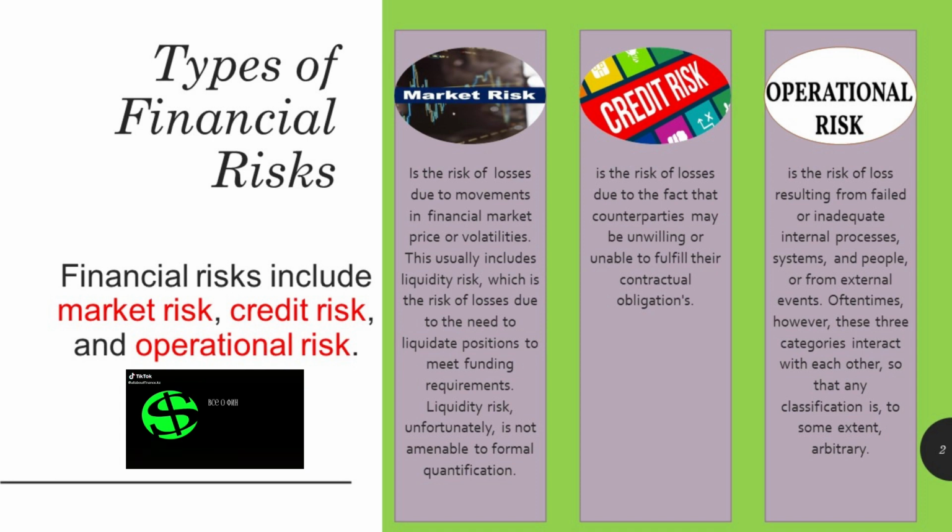Next one is credit risk. It is a risk of losses due to the fact that counterparties may be unwilling or unable to fulfill their contractual obligations. And the third one, operational risk, is a risk of loss resulting from failed or inadequate internal processes, systems, and people, or from external events. Oftentimes, however, these three categories interact with each other, so that any classification is to some extent arbitrary.